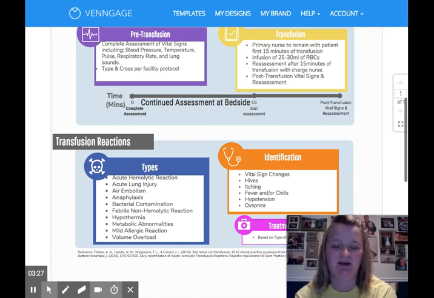reaction they are having. The types of reactions include acute hemolytic reaction, acute lung injury, air embolism, anaphylaxis, bacterial contamination, febrile non-hemolytic reaction, hypothermia, metabolic abnormalities, a mild allergic reaction, and volume overload. We will discuss these different type of reactions and treatments as we move more into the class.